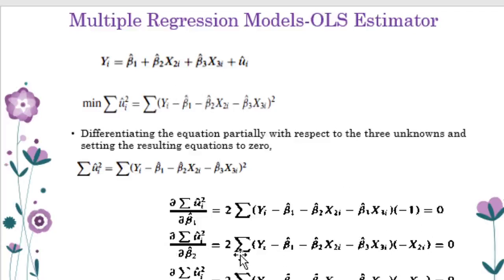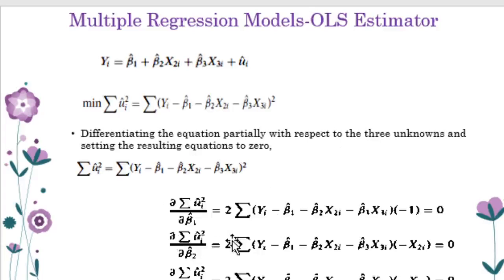Likewise, differentiate with respect to beta 2 cap. The differential of beta 2 cap is minus x2i, equal to 0. For beta 3 cap, the differential of beta 3 cap is x3i, then into x3i. These are the partial regression equations of this model with respect to three unknowns. The three unknowns are beta 1, beta 2 and beta 3.